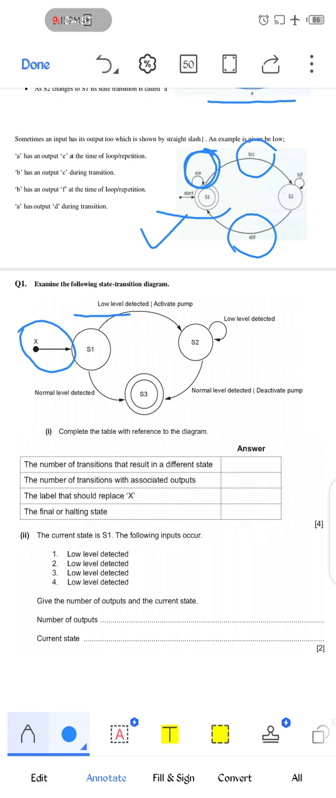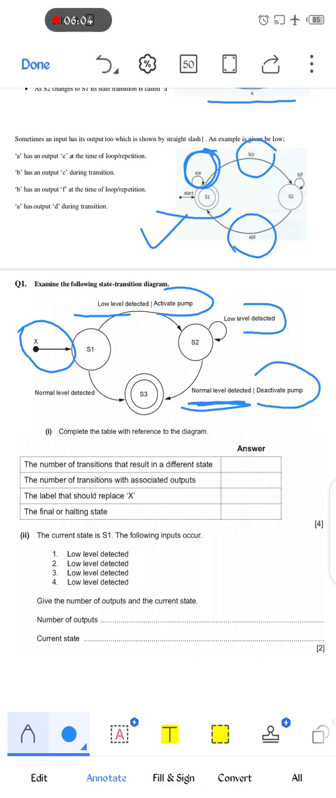S1 has an input, low level detected, but the output is activate pump. So when going from S1 to S2, you need to give the low level detected input and it will produce the output activate pump. At state S2, you can give the input low level detected again and again. If there is only one word or one letter, it is considered an input, not an output, because it is written before the stroke line. When you are at S2, you will reach S3 when you give the input normal level detected, and it will produce the output deactivate pump. Hopefully you now clearly understand what is an input and what is an output.